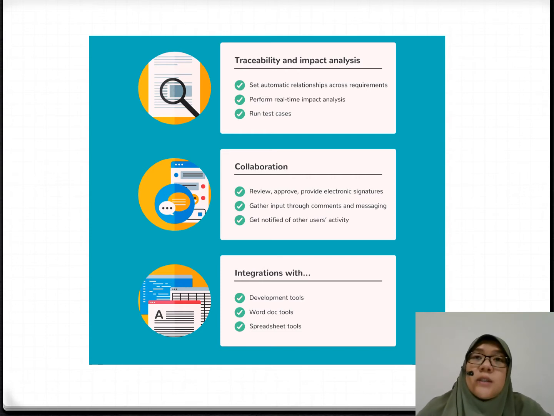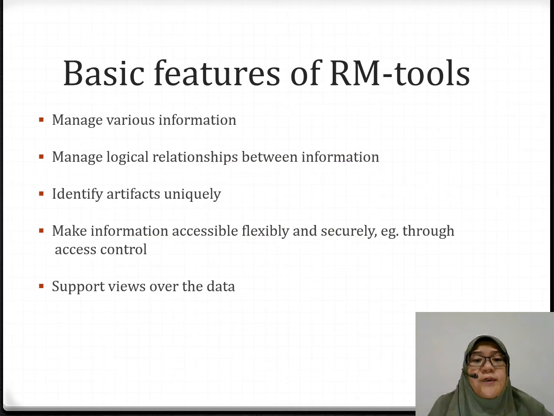So, Trello is one of the tools you can use. Actually, you can review and approve, but you can't provide electronic signatures in Trello. So gather inputs through comments, messaging, right? And you also want to see if your tools can actually integrate with your development environment or Word documents or spreadsheets, right? So if the software can integrate, so you can just export to spreadsheets or Word, then it's great. So the basic feature of a requirements management tool is that it can manage a lot of information.